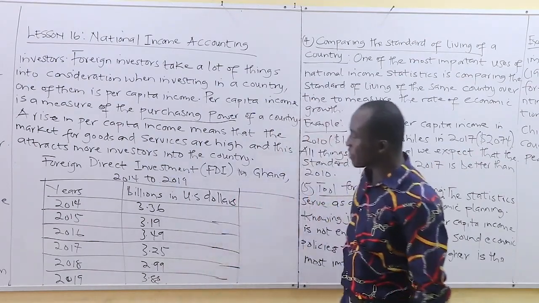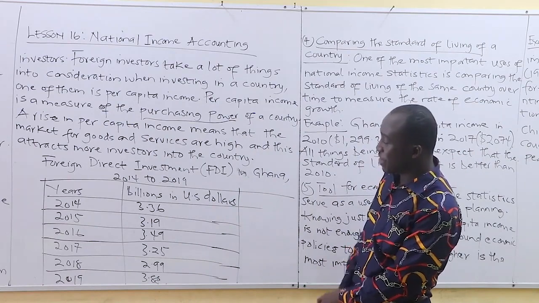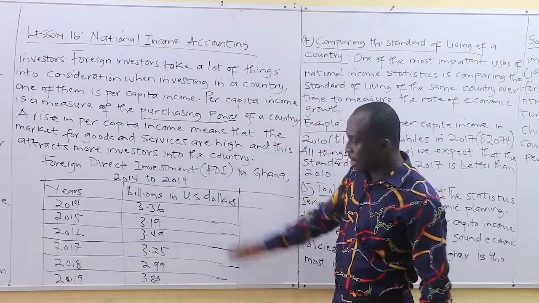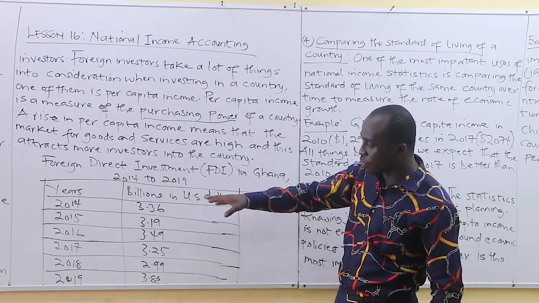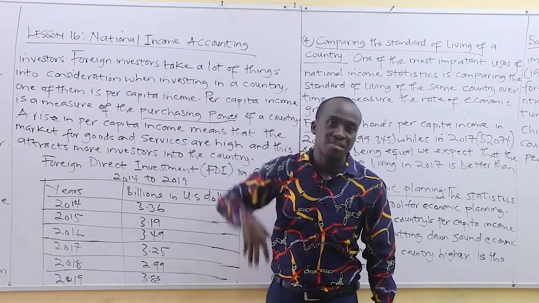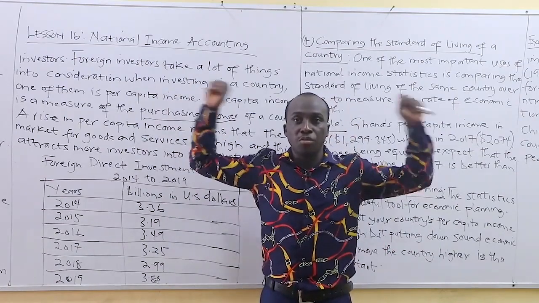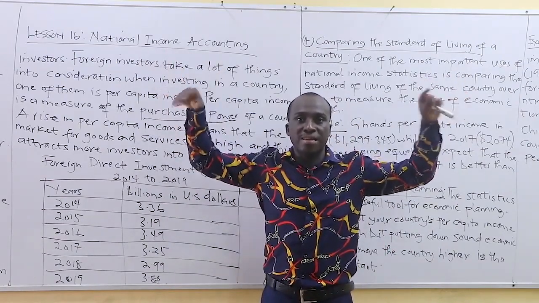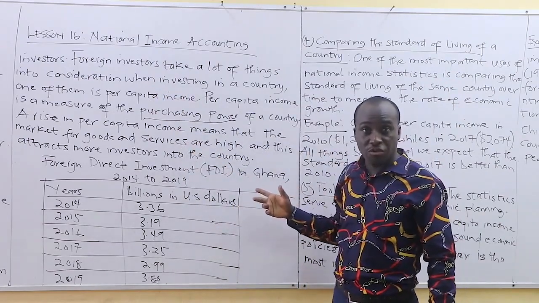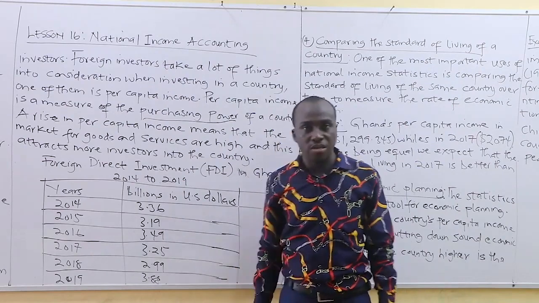Let's look at foreign direct investment in Ghana from 2014 to 2019, in billions of dollars. In 2014, Ghana received foreign direct investors that came from outside to invest. People came from Europe, America, the Caribbean, Scandinavia, Latin America. They came to invest. The money they brought into Ghana to invest was $3.6 billion.